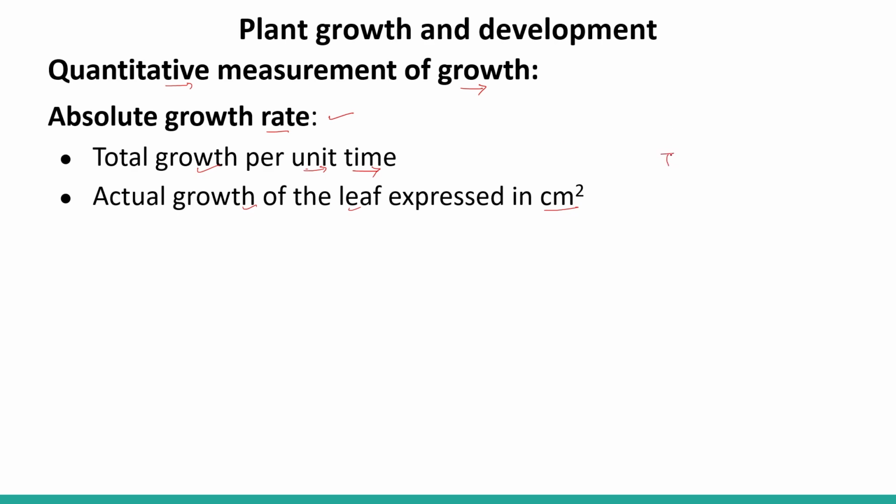Suppose the initial size, or the length of the leaf, was 10 centimeter square. And later, the final size or length is 15 centimeter square. So what will be the absolute growth? Absolute growth, you can write it as AG, will be 5 centimeter square. So this is the actual growth of the leaf expressed in centimeter square.